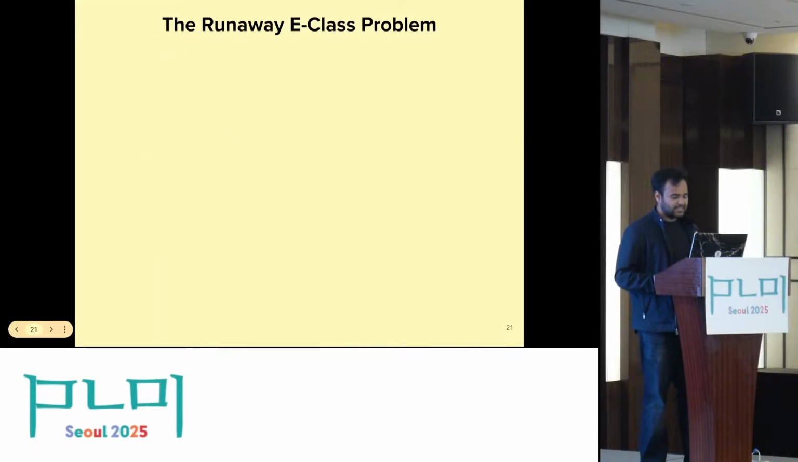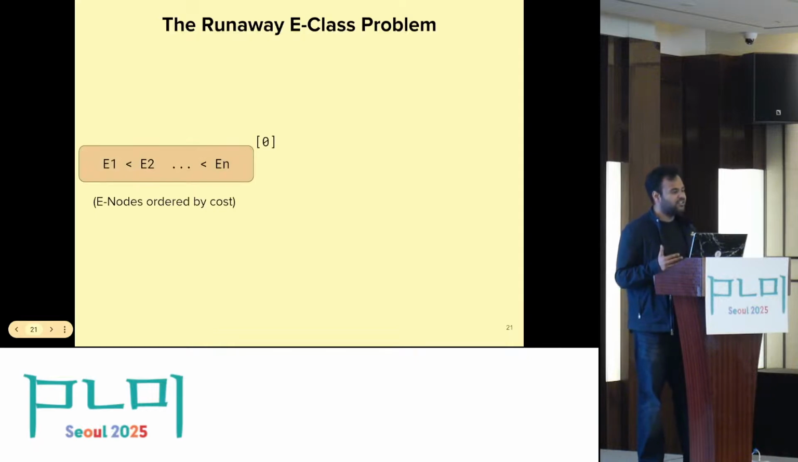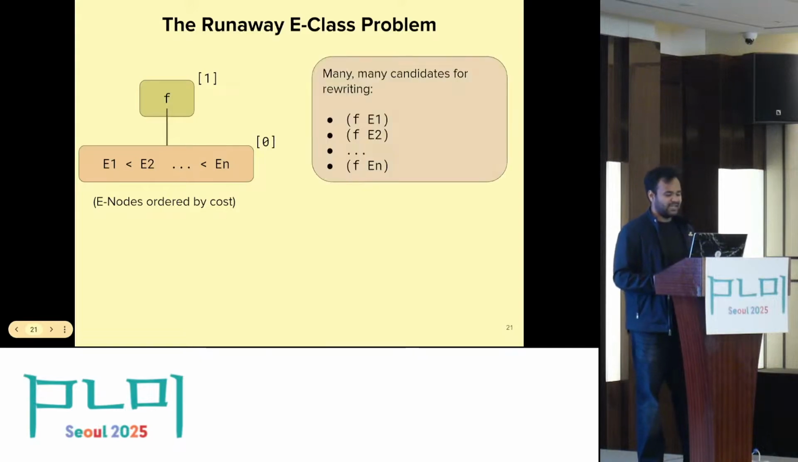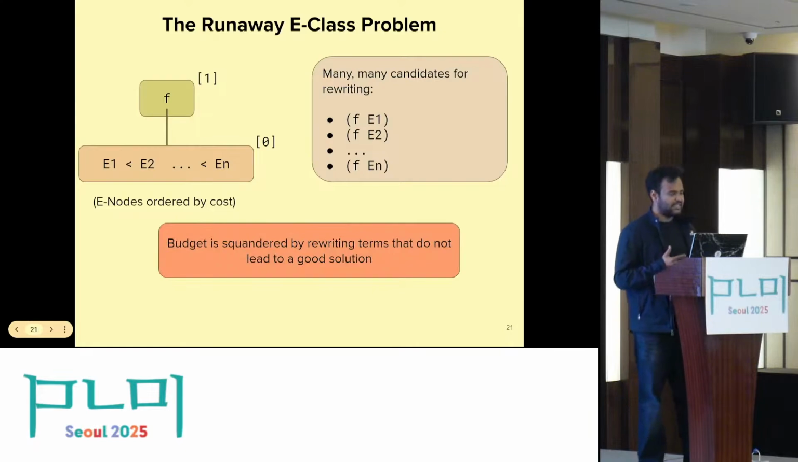To explain, consider a really big E-class containing hundreds or thousands of E-nodes. Say we order these E-nodes by cost. Consider a parent of this E-class which we want to rewrite. There are many candidates for rewriting. What happens in the runaway E-class problem is that EqSat squanders its entire budget rewriting terms that do not lead to a global or local optimum, and the algorithm's ability to optimize severely deteriorates.